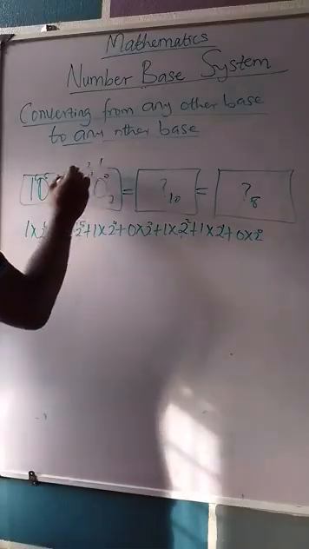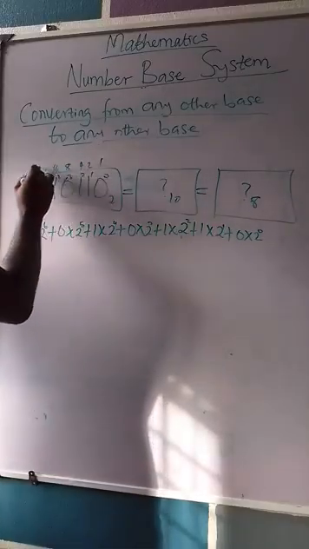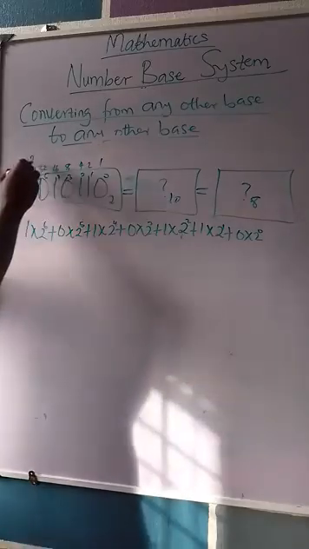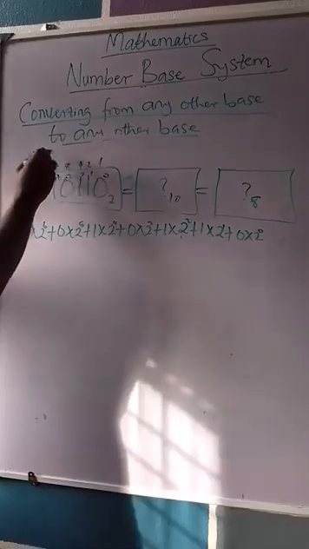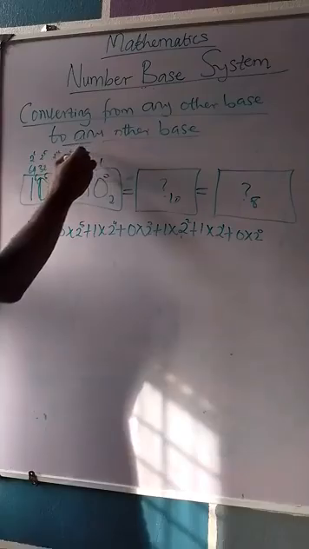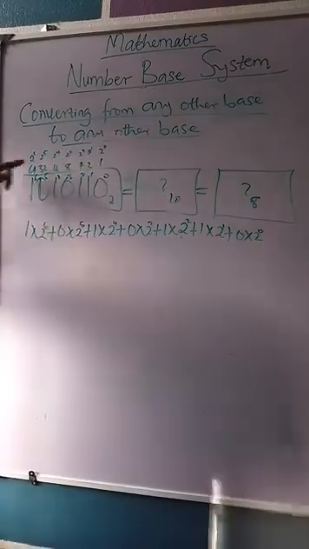I'll just put 1 here. 2, 4, 8, 16, 32, 64. Look, this is 2 raised to the power 6, 2 raised to the power 5, 2 raised to the power 4, 2 raised to the power 3, 2 raised to the power 2, 2 raised to the power 1, 2 raised to the power 0. You can just do something like this.